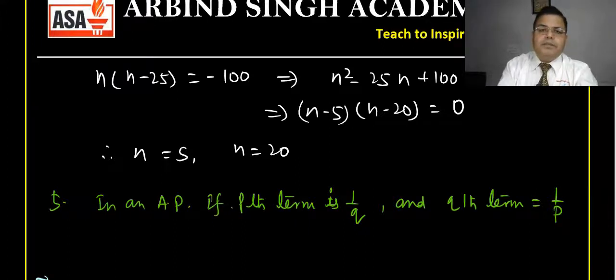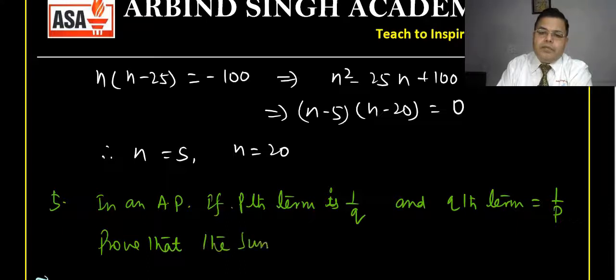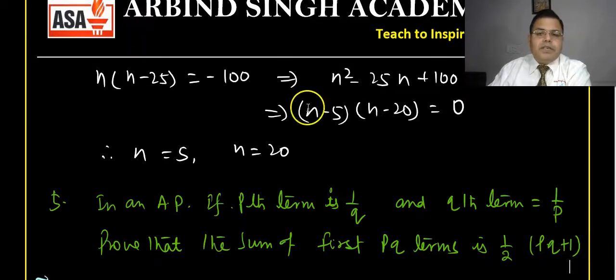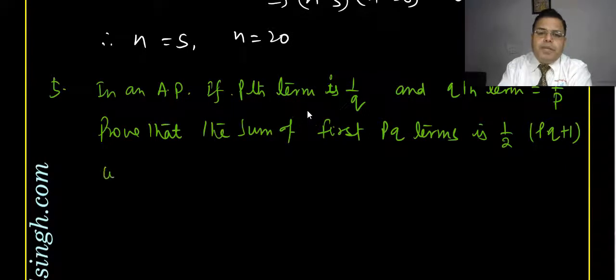The qth term is 1 by p, the pth term is 1 by q, and the qth term is 1 by p. Now prove that the sum of the first pq terms is 1 by 2 (pq plus 1), where p is not equal to q. So let us write here the solution.